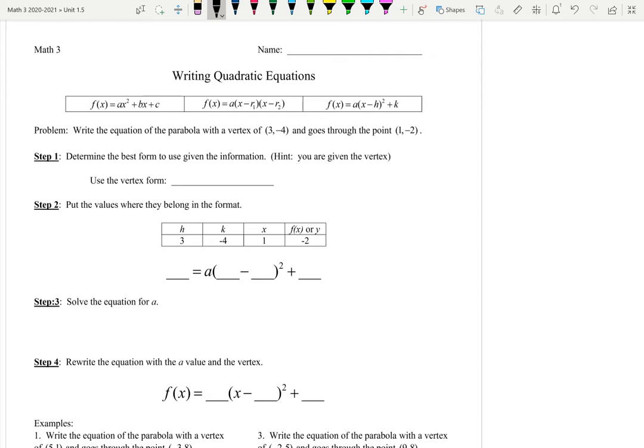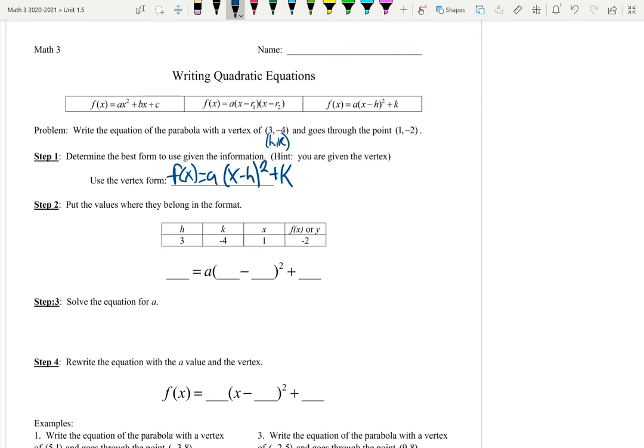So essentially, you're given a problem where you're given a vertex and told that it goes through the point. You're not being told anything about whether it's concave up or concave down. So, as usual, we need to determine the best form to use the given information. And since it tells us about the vertex being h comma k, we're going to use the vertex form, which is f of x is equal to a times x minus h squared plus k.